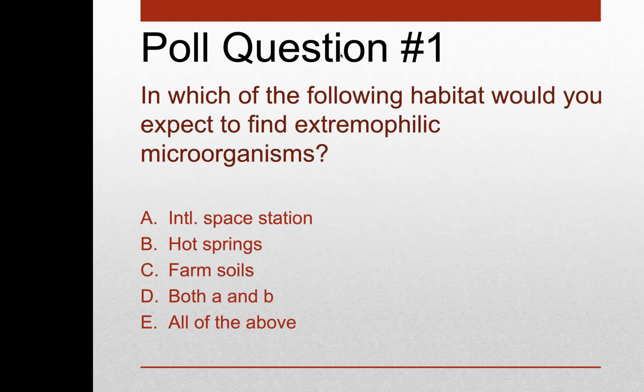All right, let's keep it going and have another poll question, because why not? All right, so in which of the following habitats would you expect to find extremophilic microorganisms? A, the International Space Station, B, a hot spring, C, farm soils, D, both A and B, or E, all of the above? Which do you think would have extremophiles?